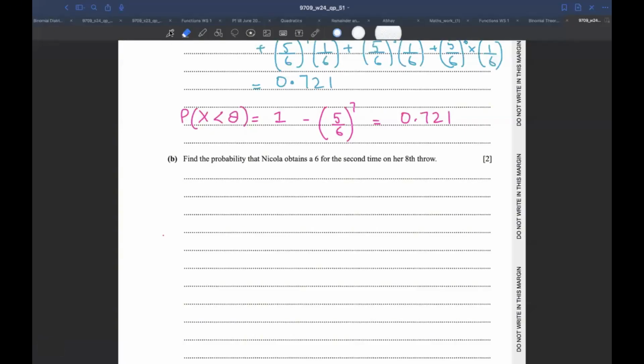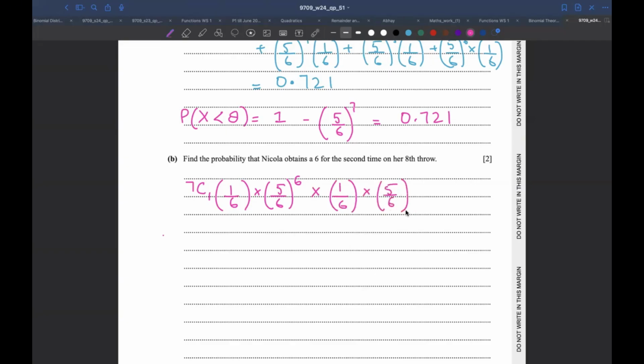In part B, it says find the probability that Nicola obtains a 6 for the second time on her 8th throw. It means in the first 7 throws, she gets a 6 only one time. So you can say 7C1. Out of 7 attempts, she only gets one 6. The probability is 1 upon 6 into (5 upon 6) to the power of 6. It means there were 6 failures and only one success where you got a 6. And then on the 8th throw, you get a 6. So that probability will be 1 upon 6 into 5 upon 6.